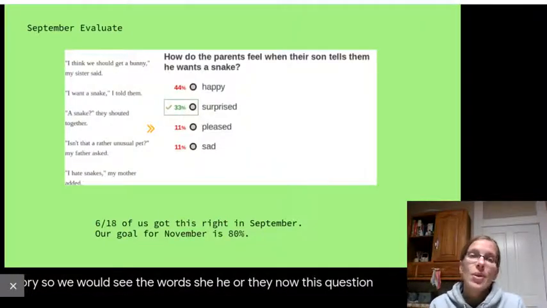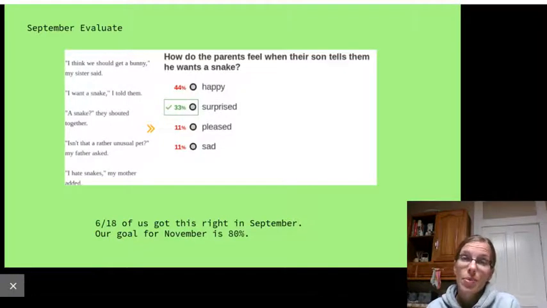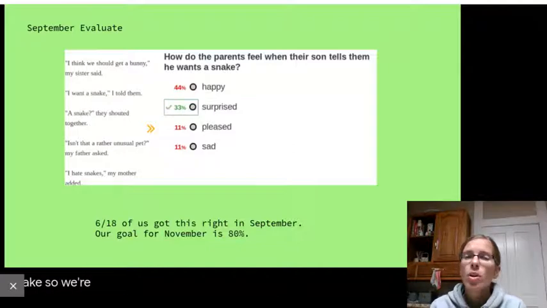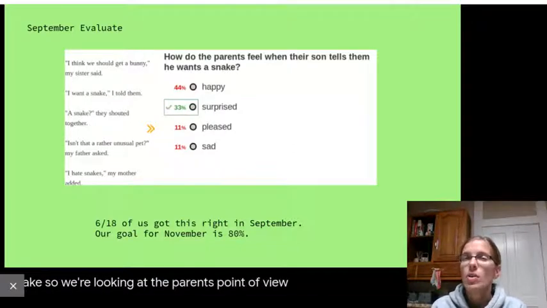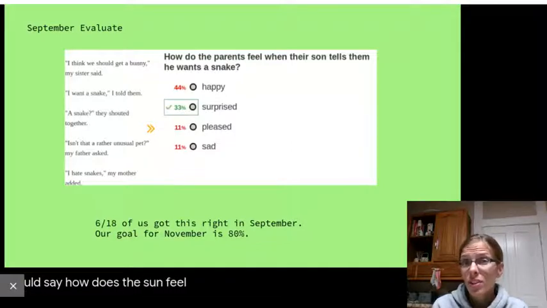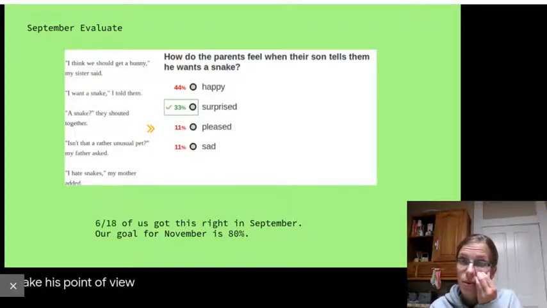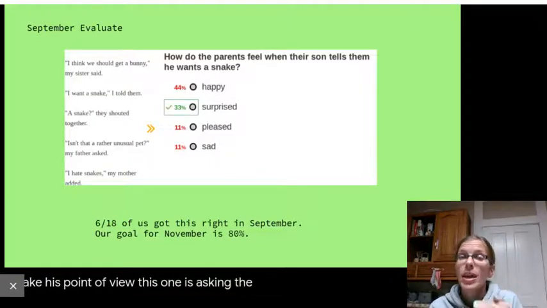Now, this question from Evaluate in September says, how do the parents feel when their son tells them he wants a snake? So we're looking at the parents' point of view about the snake. The question could say, how does the son feel? And we would want how the son feels about the snake, his point of view. This one is asking the parents' point of view.